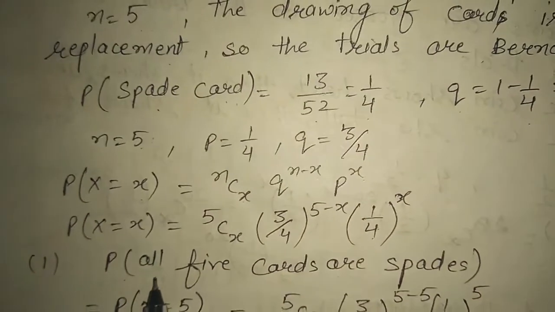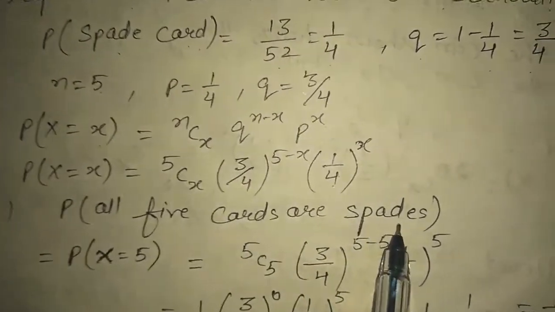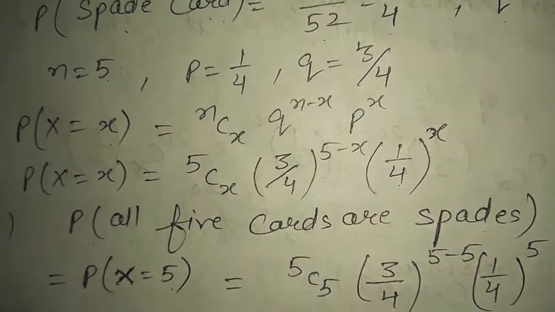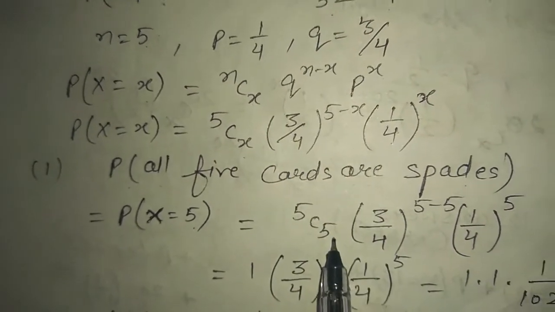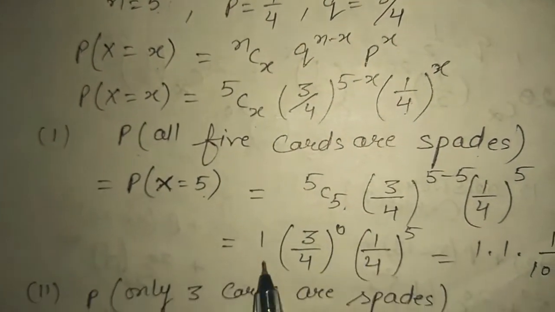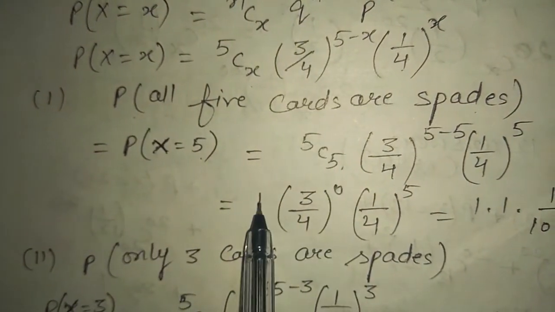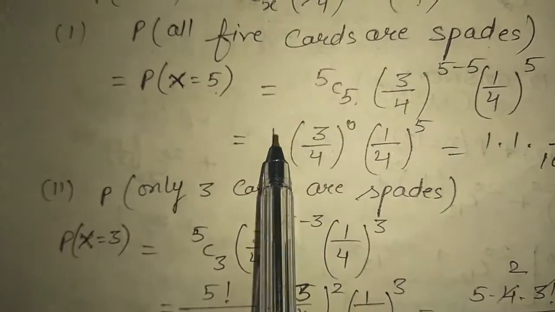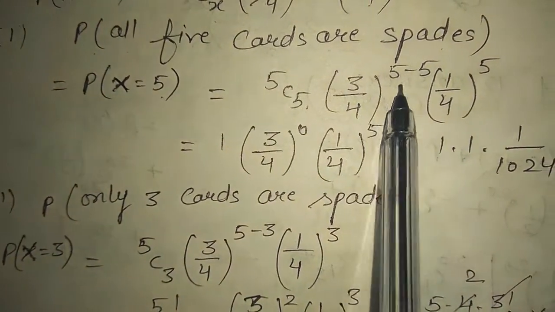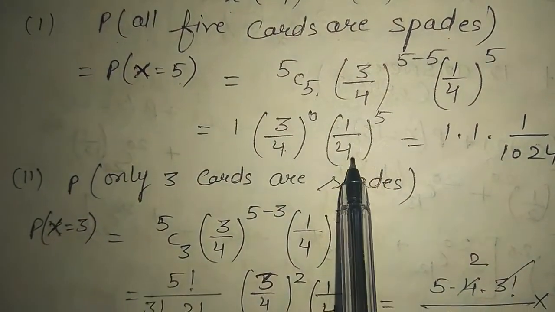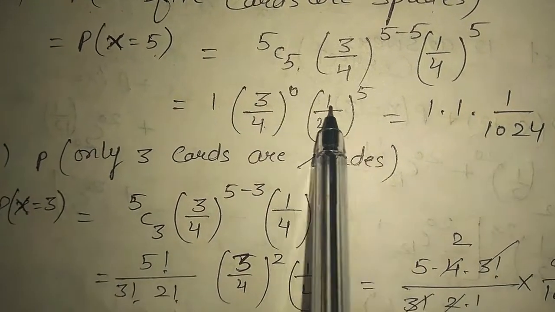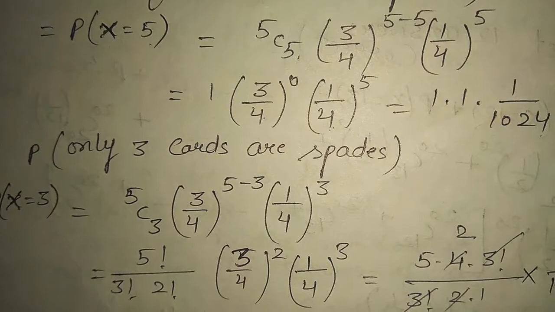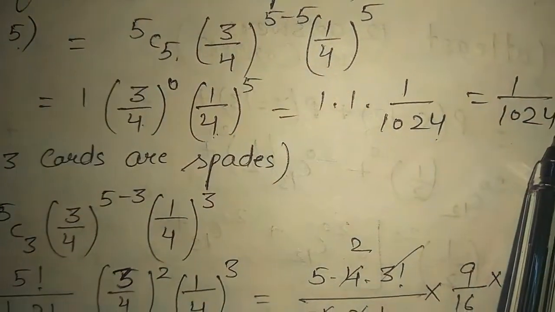In the first case, all 5 cards are spades. It means we have to find the probability of x is equal to 5. So at the place of x, we will put 5. After solving, we know that 5C5 is 1, you can solve it also, but we know that 5C5 is equal to 1. And (3 by 4) power 0 is also 1. It will be (1 by 4) power 5. 1 power 5 is 1 and 4 power 5 is 1024. So the answer is 1 upon 1024.